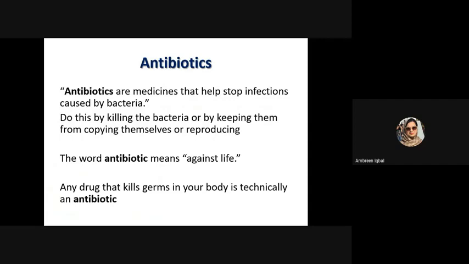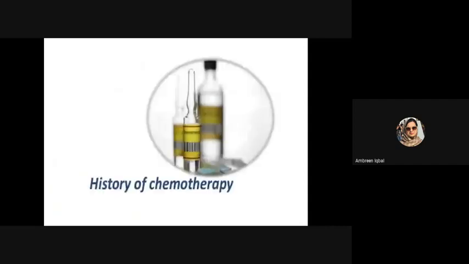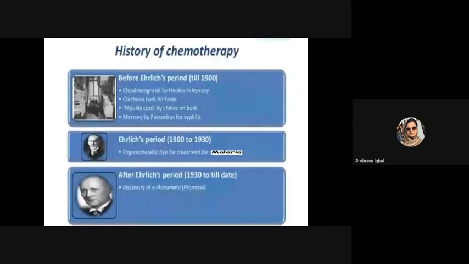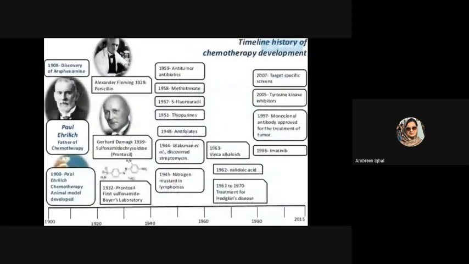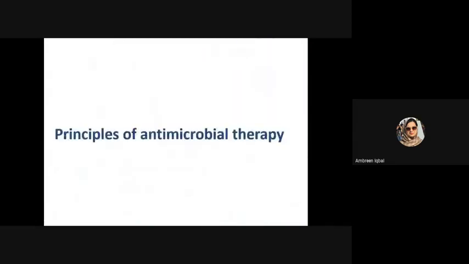The word antibiotic means anti, against, and bio, meaning life. So a drug that kills germs in your body is technically an antibiotic. There is a long history of these chemotherapeutic agents, from the 1900s till 1930. A number of scientists worked on this, on antibiotic agents, and they developed a history of this chemotherapeutic development. So I will discuss them individually in certain classes of antibiotics.